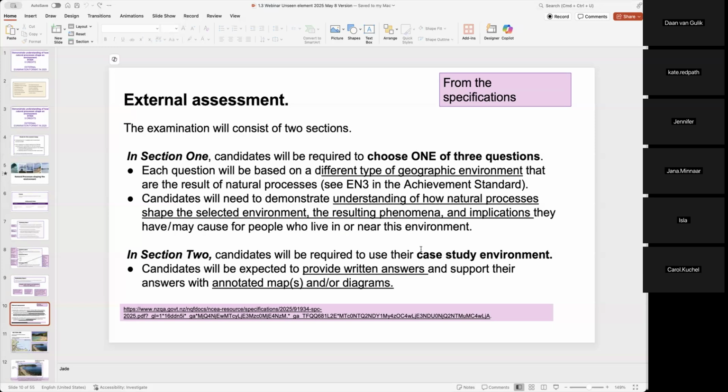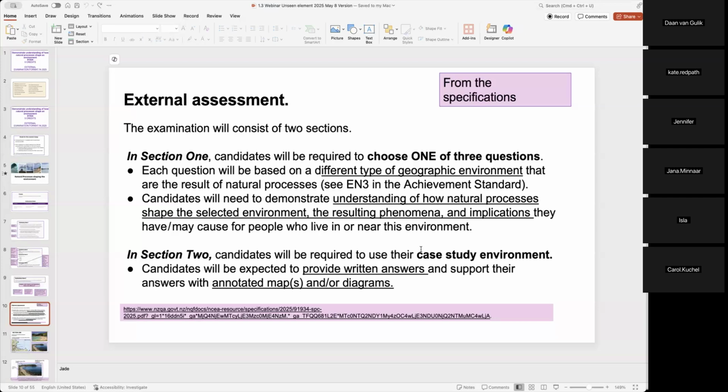Now, each question will be set in a different type of geographic environment that has been formed by different natural processes. So you could have a geographic environment that's formed by tectonic, glacial and fluvial processes. You might have one environment that might be coastal and fluvial. You might have one that's fluvial, tectonic and climatic. It doesn't matter which question your students choose to answer, because from our understanding, the questions are all the same. It's just the environment and the processes that are working there that are different. So your students need to choose the one that they feel most comfortable with.